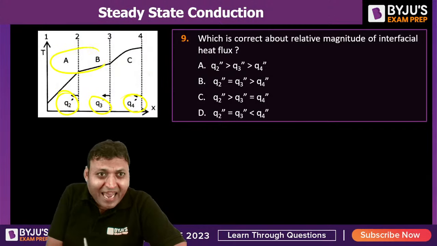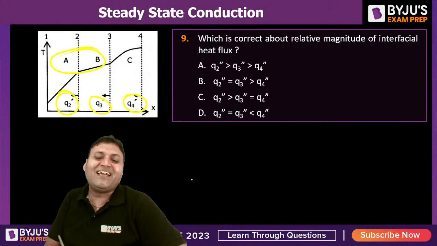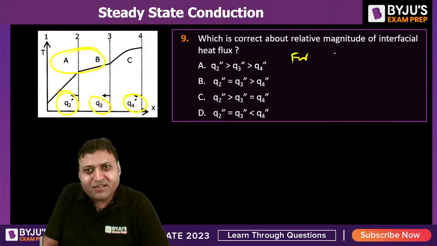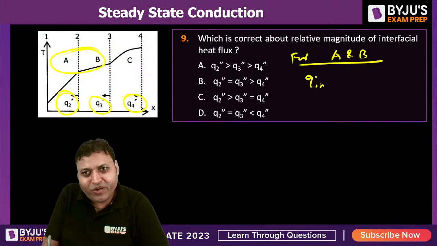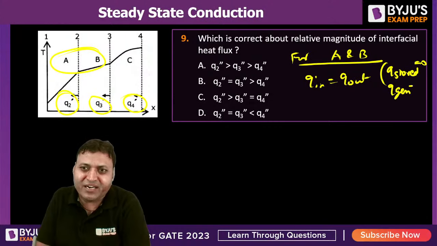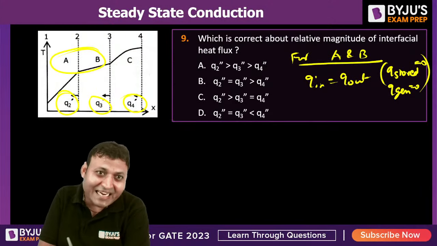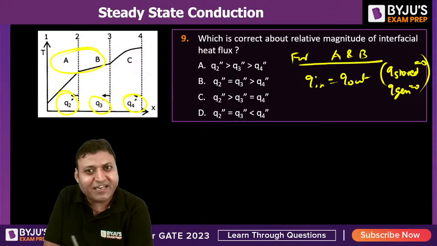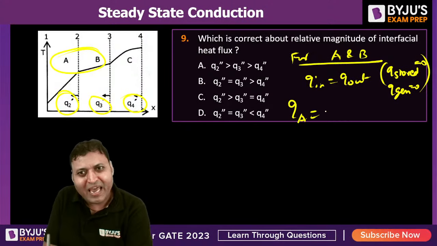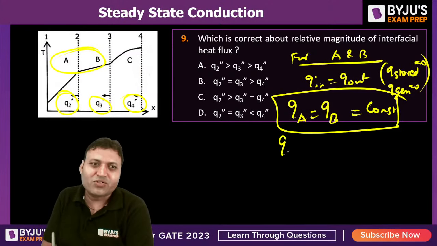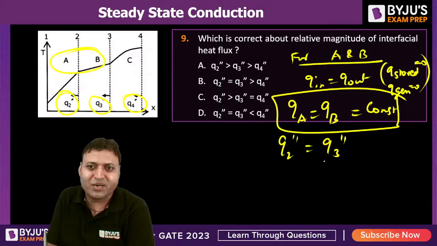Because in material A and B, there is neither any heat generation nor any heat storage, for A and B can we say Q in is equal to Q out? Because Q stored is equal to 0 since the system is in steady state, and Q generation is equal to 0. So the heat entering and the heat leaving, the rate of heat transfer in A and B, QA is equal to QB, remains constant. Do you understand it? That means Q double dash is equal to Q.